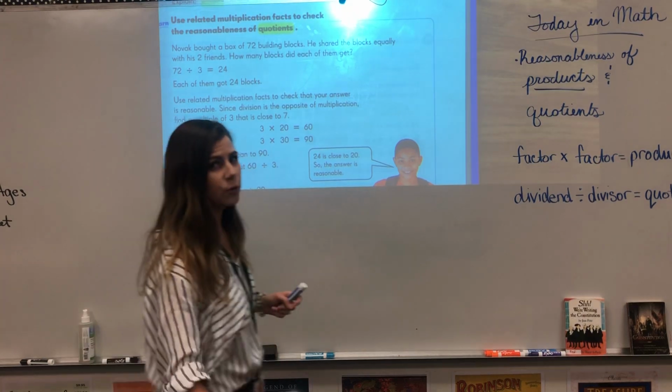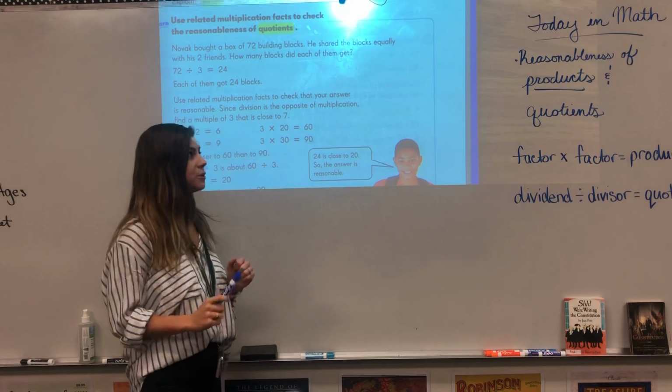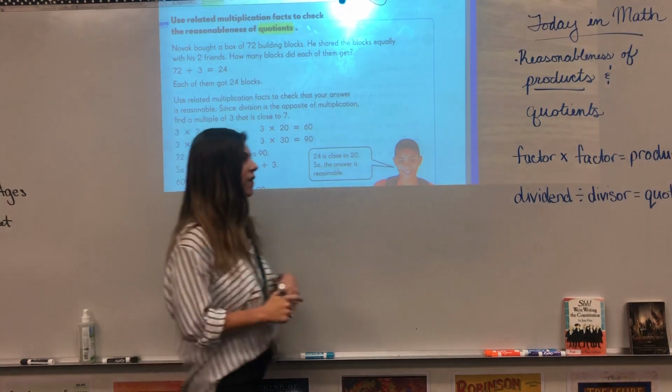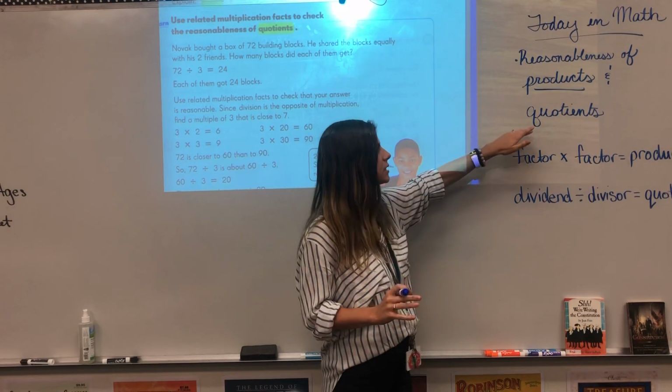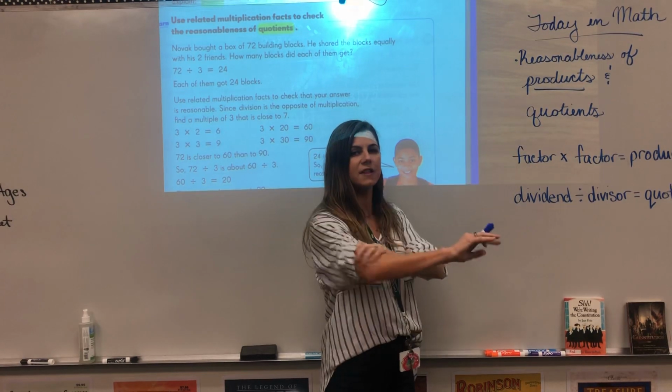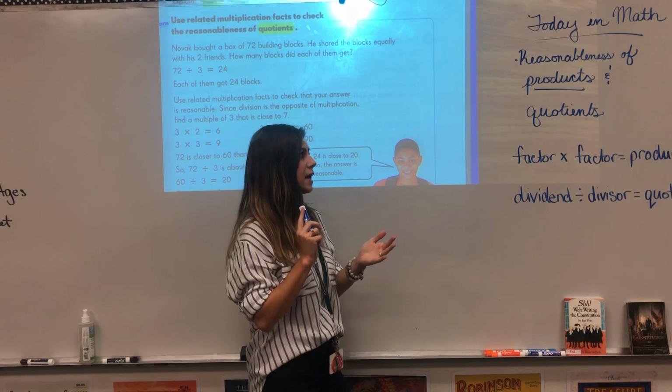Hey guys, so we're going to continue checking reasonableness. We just did the reasonableness of products, and now we're going to find the reasonableness of quotients. Finding the reasonableness of quotients is different than finding the reasonableness of sums, differences, and products.